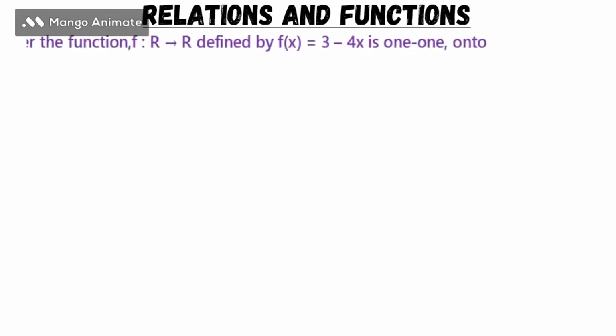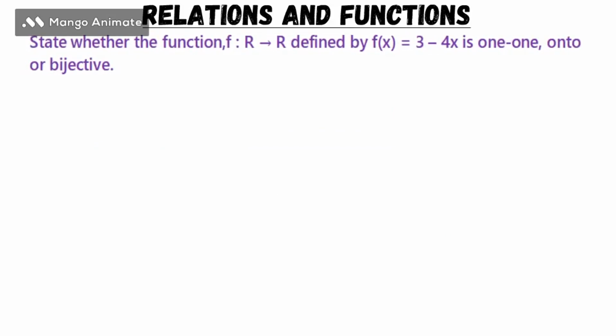Let's solve an example problem. State whether the function f for real numbers defined by f of x is equal to 3 minus 4x is one-to-one, onto or bijective.